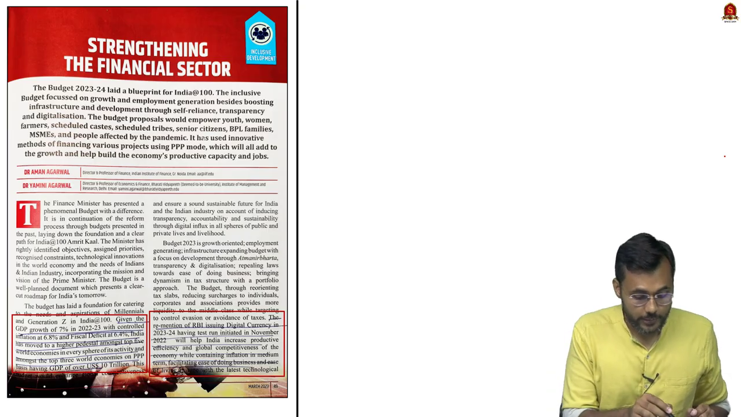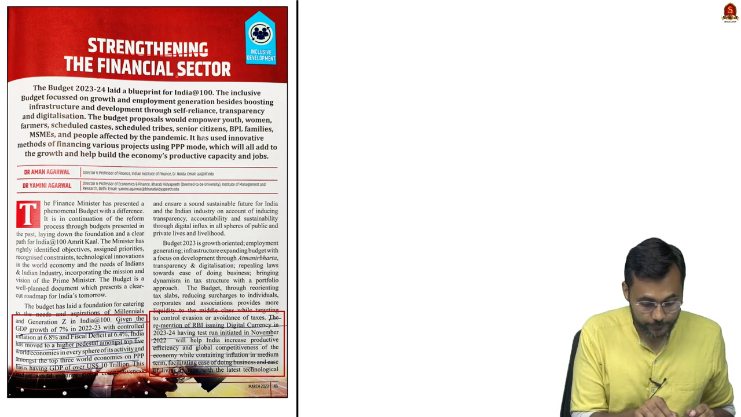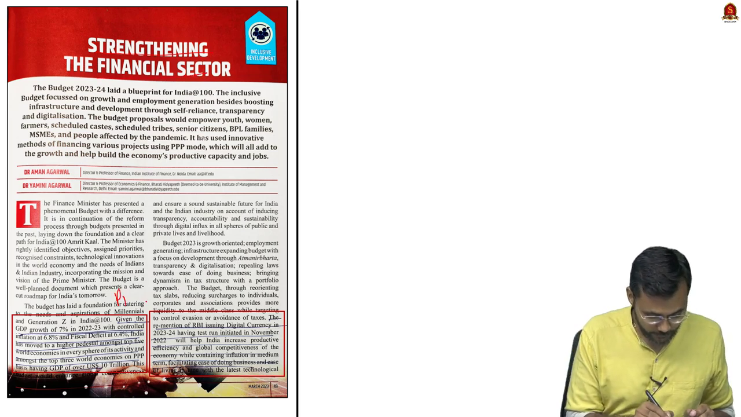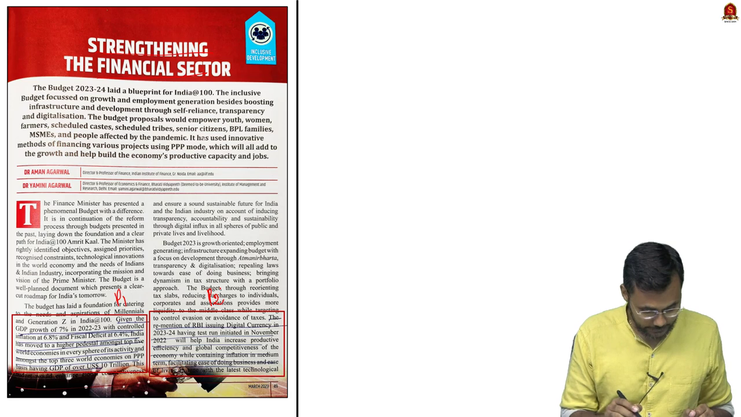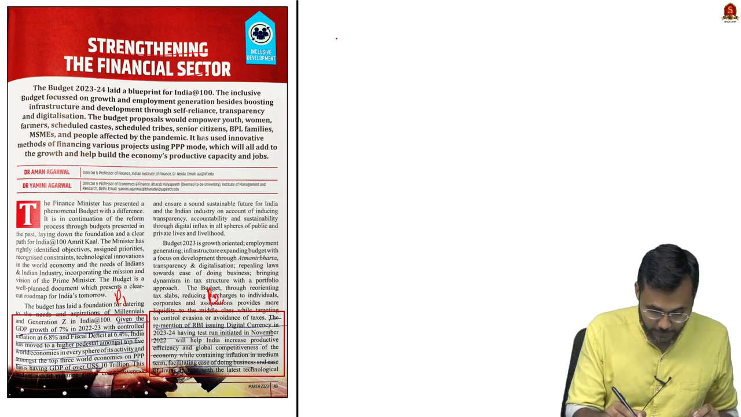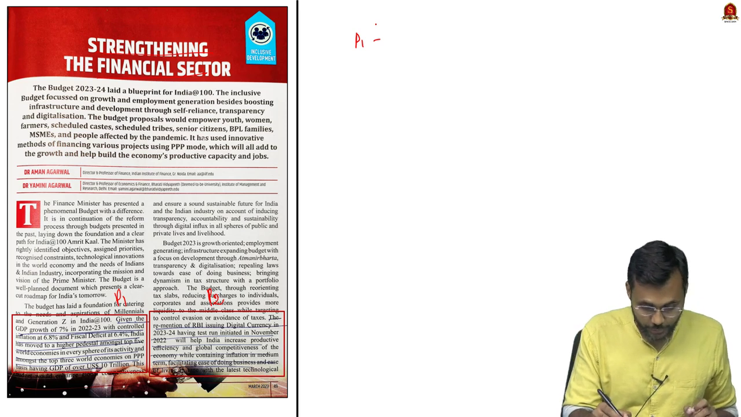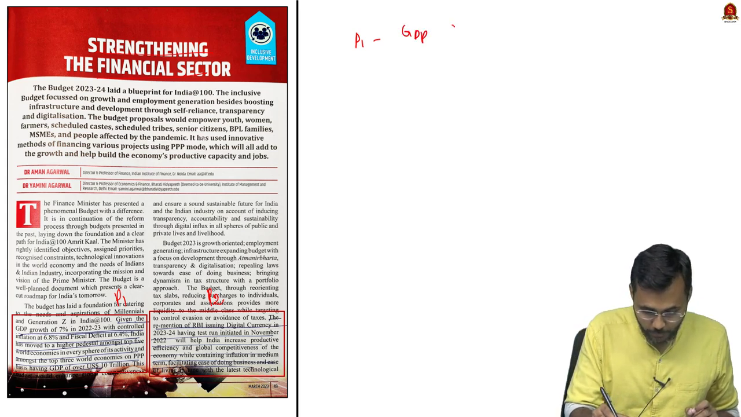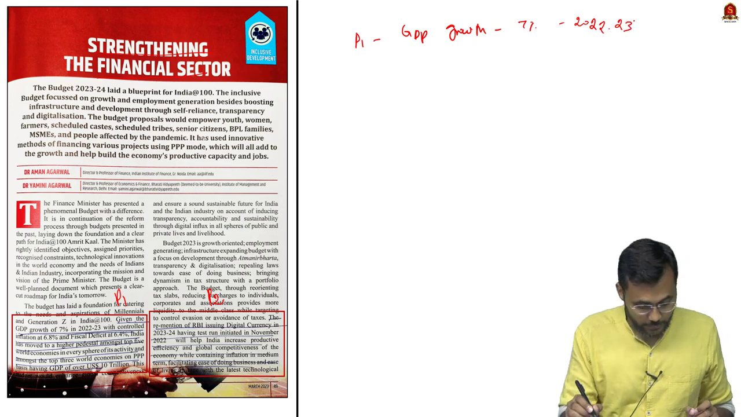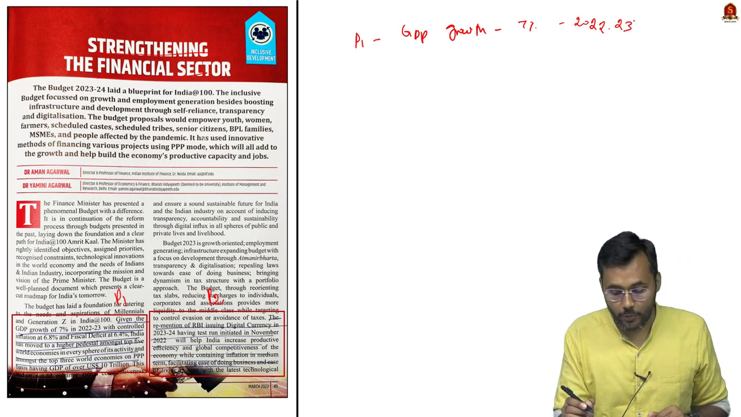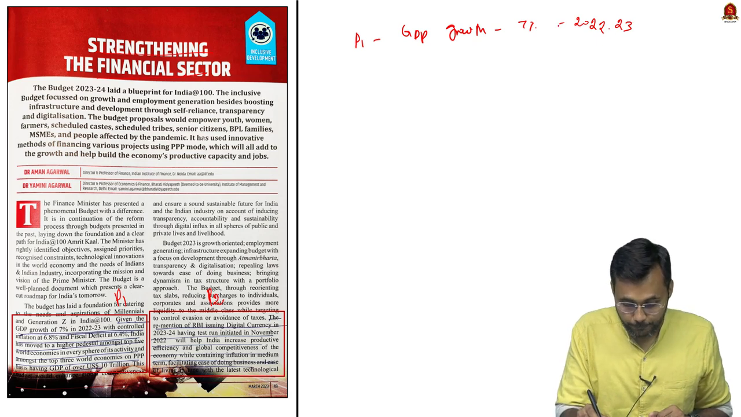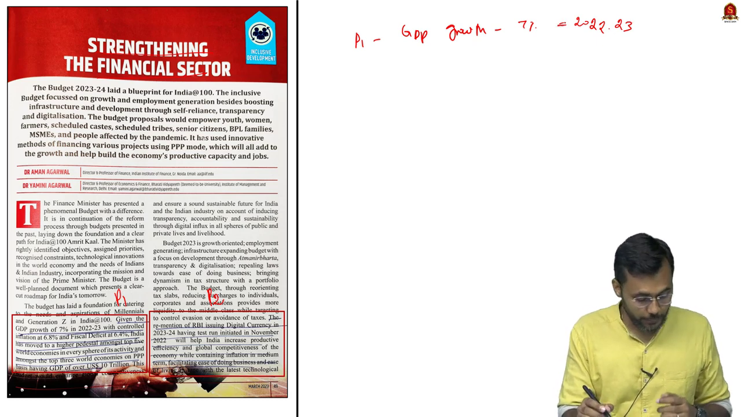So the next article is strengthening the financial sector. In this, we go for paragraph 1 and paragraph 2. In paragraph 1, it speaks about the importance of GDP growth. GDP growth of the Indian economy was around 7% in 2022-23. Whenever you want to focus on the economy of the country and its well-being, it's not only based on GDP growth.